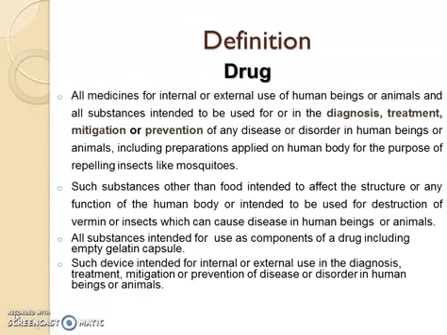Such substances other than food intended to affect the structure or any function of the human body or intended to be used for destruction of vermin or insects which can cause disease in human beings or animals. All substances intended for use as a component of a drug including empty gelatin capsules. Such devices intended for internal or external use in diagnostic, treatment, mitigation or prevention of disease or disorder in human beings or animals.